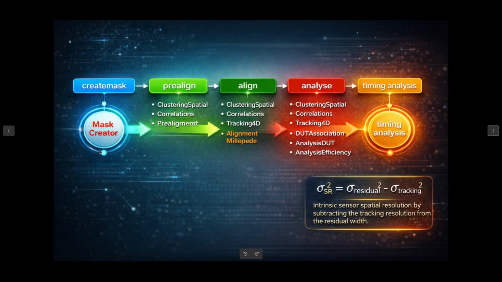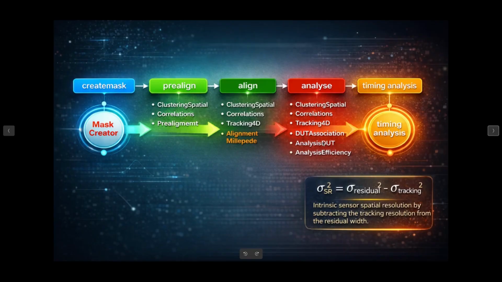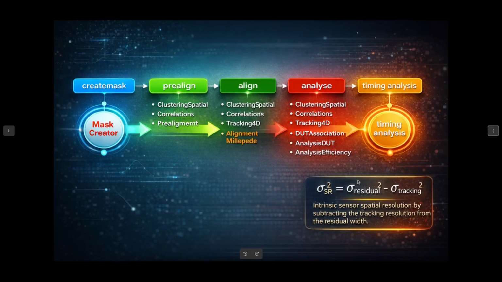After the alignment we basically do the tracking. So we reconstruct the track using these reference layers as well as this APTS source follower, and then we perform the analysis. In the analysis we evaluate the spatial resolution of the sensor. This is our sensor under test, so we want to evaluate its spatial resolution. After the full tracking we evaluate the residuals on this plane, which is known as the sigma residual.